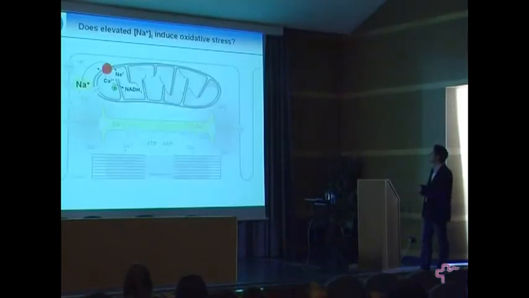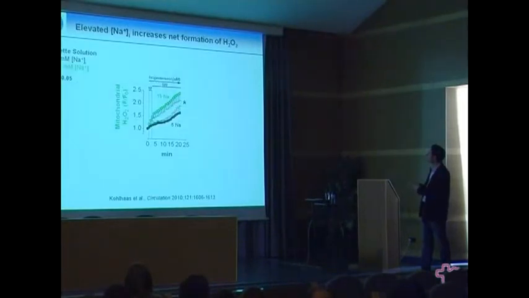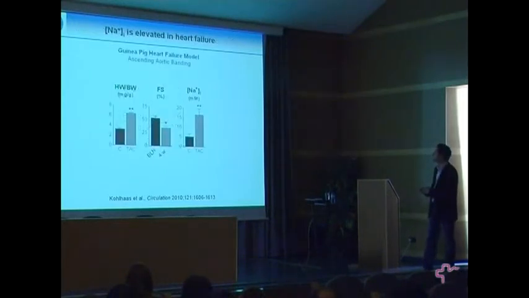So we speculated that this, according to what we've observed before, may provoke H2O2 formation, and in fact, by increasing the sodium concentration in the cytosol of a healthy myocyte, there was an increased formation of H2O2, especially at the onset of work here, that may translate into oxidative stress. So increased sodium could induce oxidative stress. Now, to test this in a guinea pig heart failure model induced by ascending aortic banding, they have a hypertrophy and decreased left ventricular systolic function and an elevated sodium concentration in the cytosol.